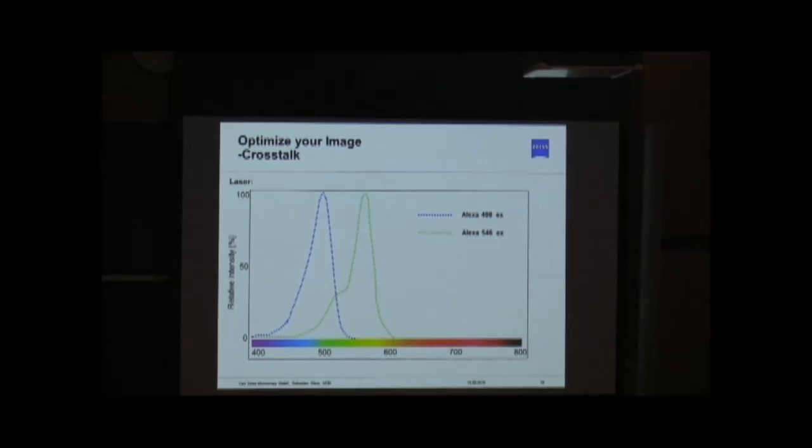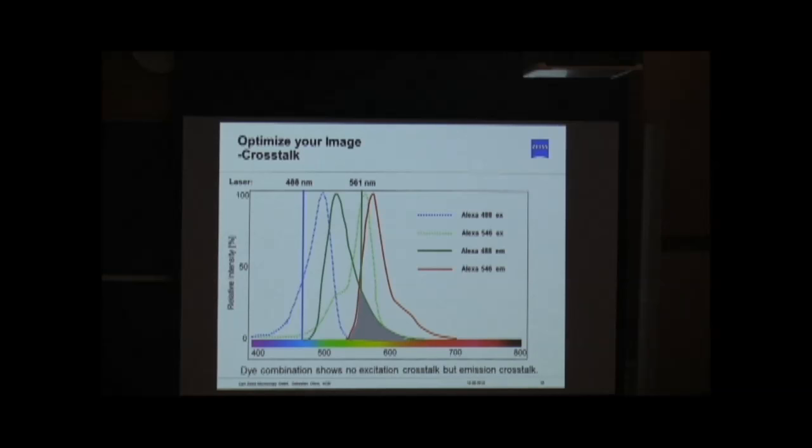Let's consider the following example. Let's consider we have a staining, any kind of sample, where we have an Alexa 488 dye and an Alexa 546 dye. And we work on a microscope system which provides us with a 488 and a 561 laser. What you already see with respect to the excitation spectra and the laser lines is that you actually don't have any excitation crosstalk. So each of the different laser lines is only exciting one particular dye. However, when it comes to the emission spectra of these two dyes, you see that there is some emission crosstalk. So there is some overlap with respect to the emission, to the signal that is coming back from the sample.